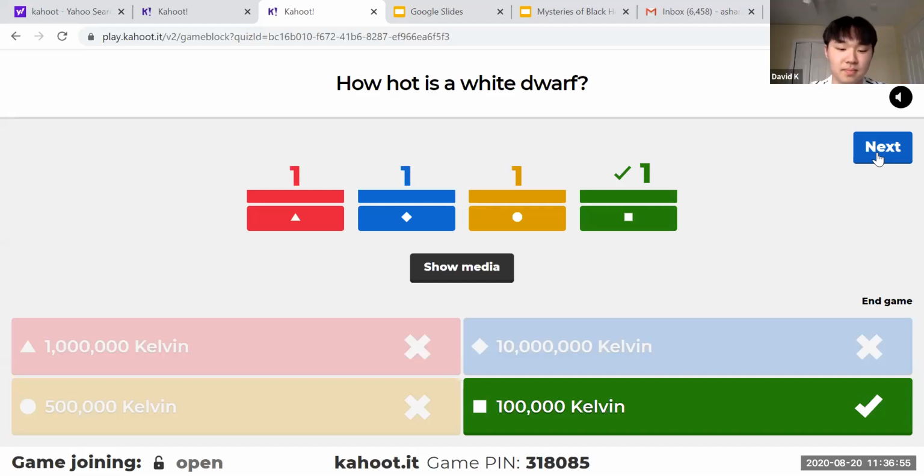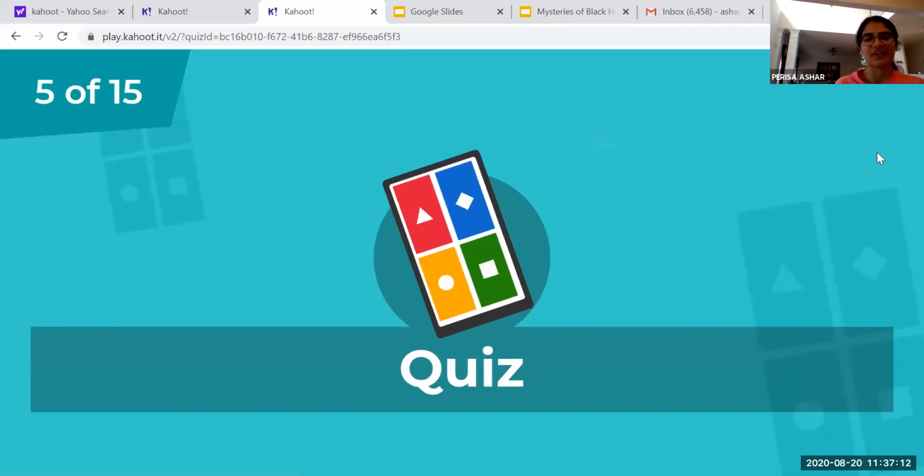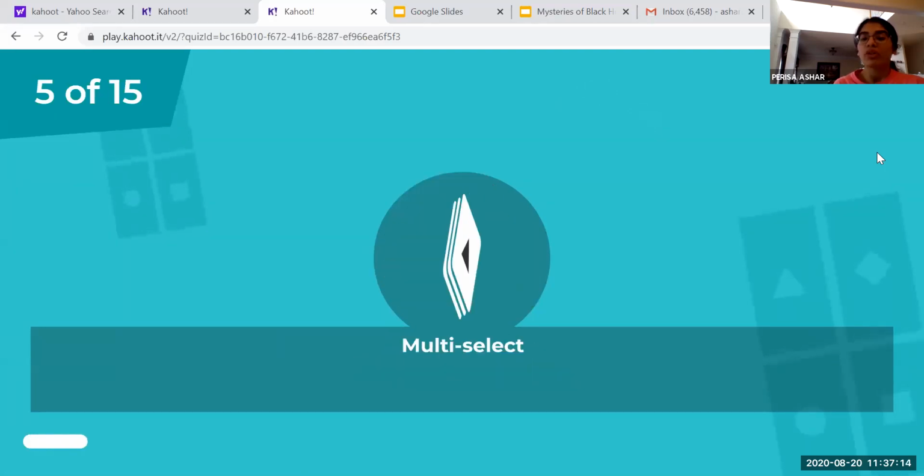1 million Kelvin would be higher than Celsius, so yeah. But 100,000 Kelvin is the accurate temperature of a white dwarf. So whoever got that correct, oh, David, good job. Everyone put an answer of each option on there, so that's good for you. So this is a multi-select question.